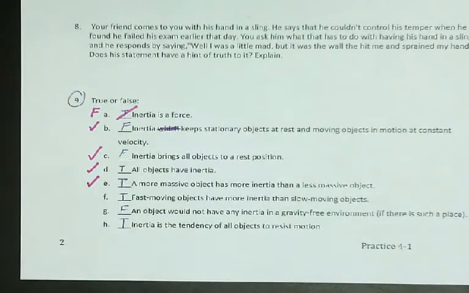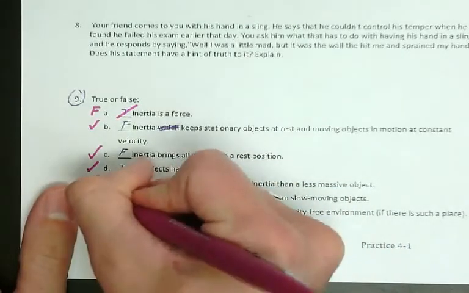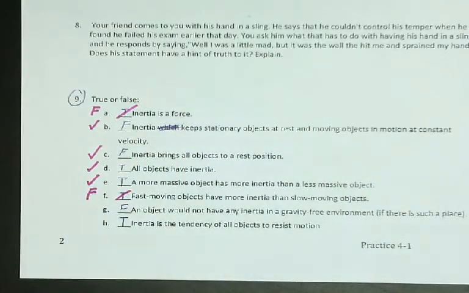Fast-moving objects have more inertia than slow-moving objects. That is false. If you said true, you're thinking of momentum, which we haven't talked about yet. Momentum does have more for objects moving fast. You're thinking it's harder to stop fast-moving objects. No, it's not harder to stop fast-moving objects. You just have to change fast-moving objects more. It's not harder or easier. You just have to do more change. So if you make the amount of change the same, then fast and slow objects are the same.